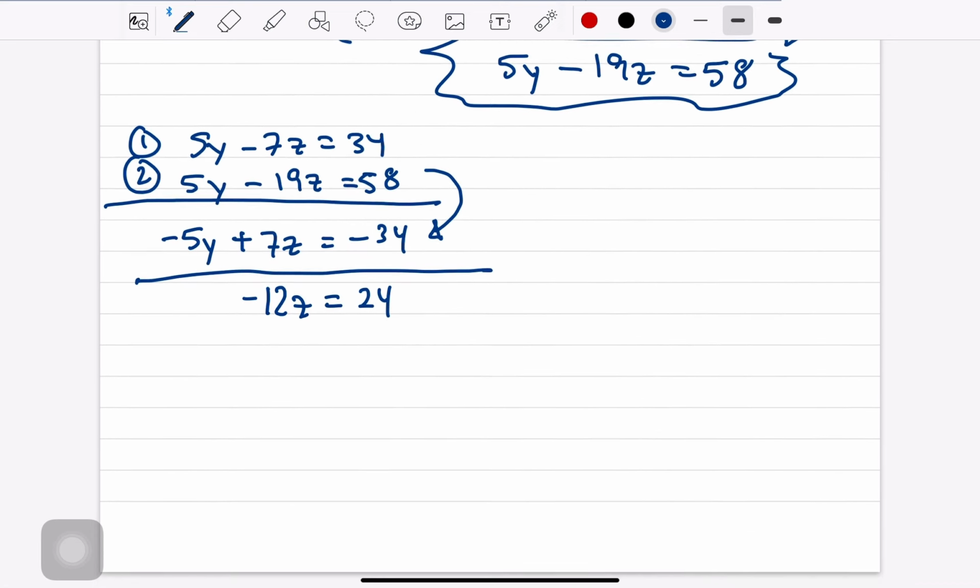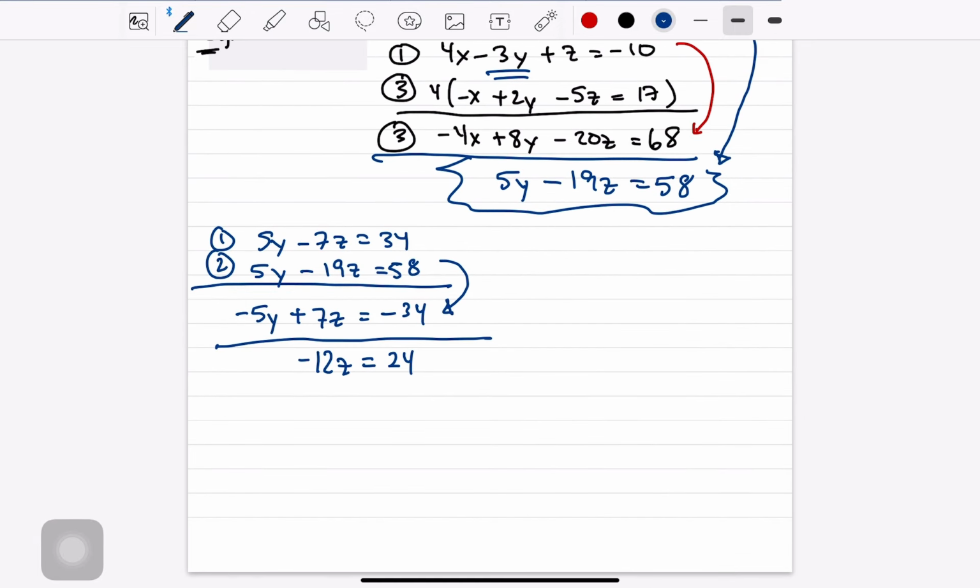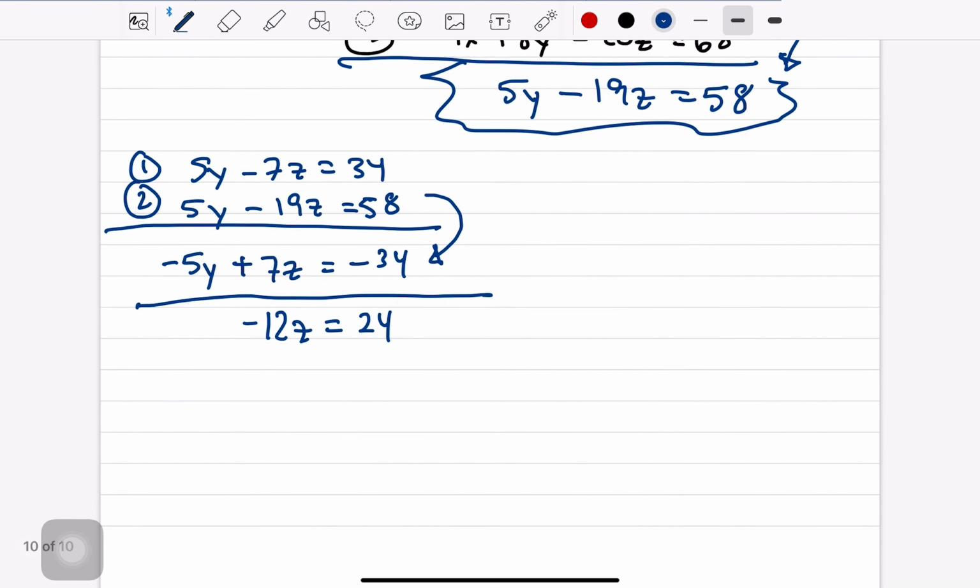And then I'm going to solve for z. Now we're back to just solving for one variable. To be honest, I'm not going to do all the math, because I asked myself, what does z have to be so that when I multiply it by negative 12, it gives me 24? That's just negative 2. Negative 12 times negative 2 will give me 24. So there's my z. I've solved for one variable. Now I need my x and my y.